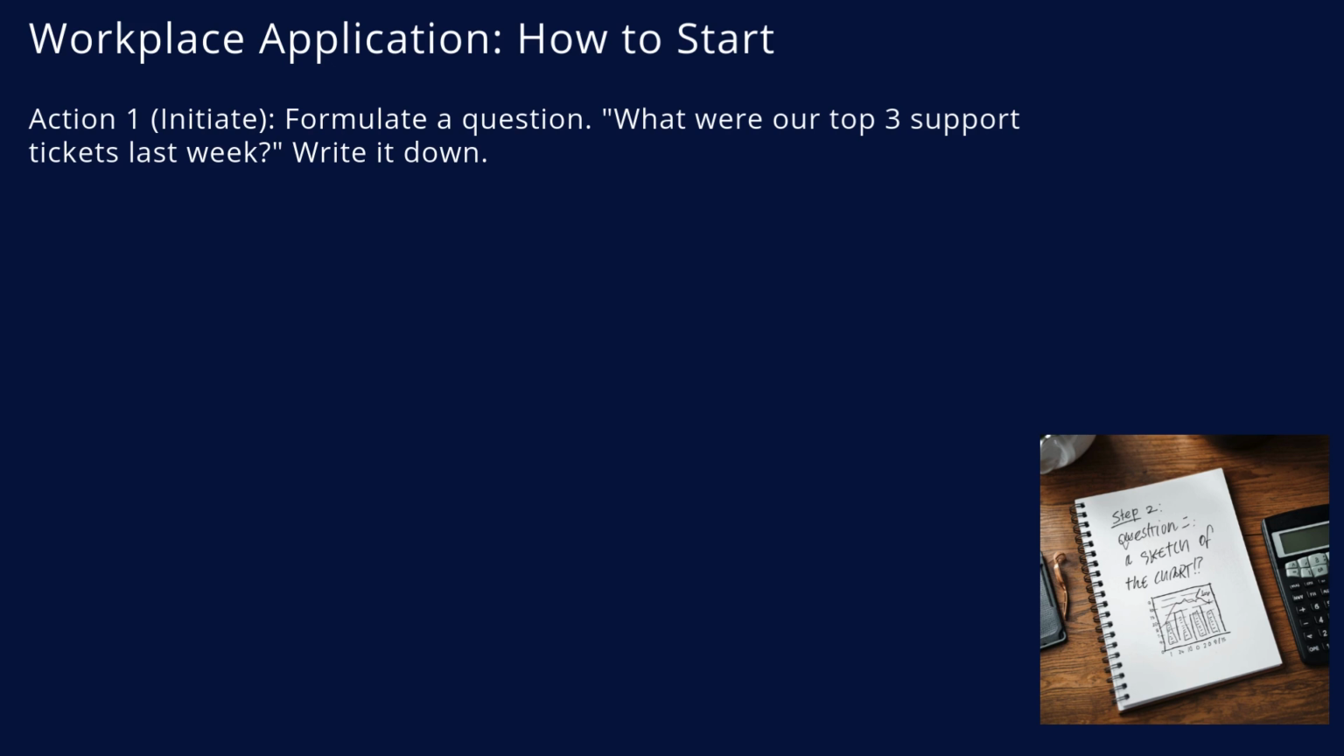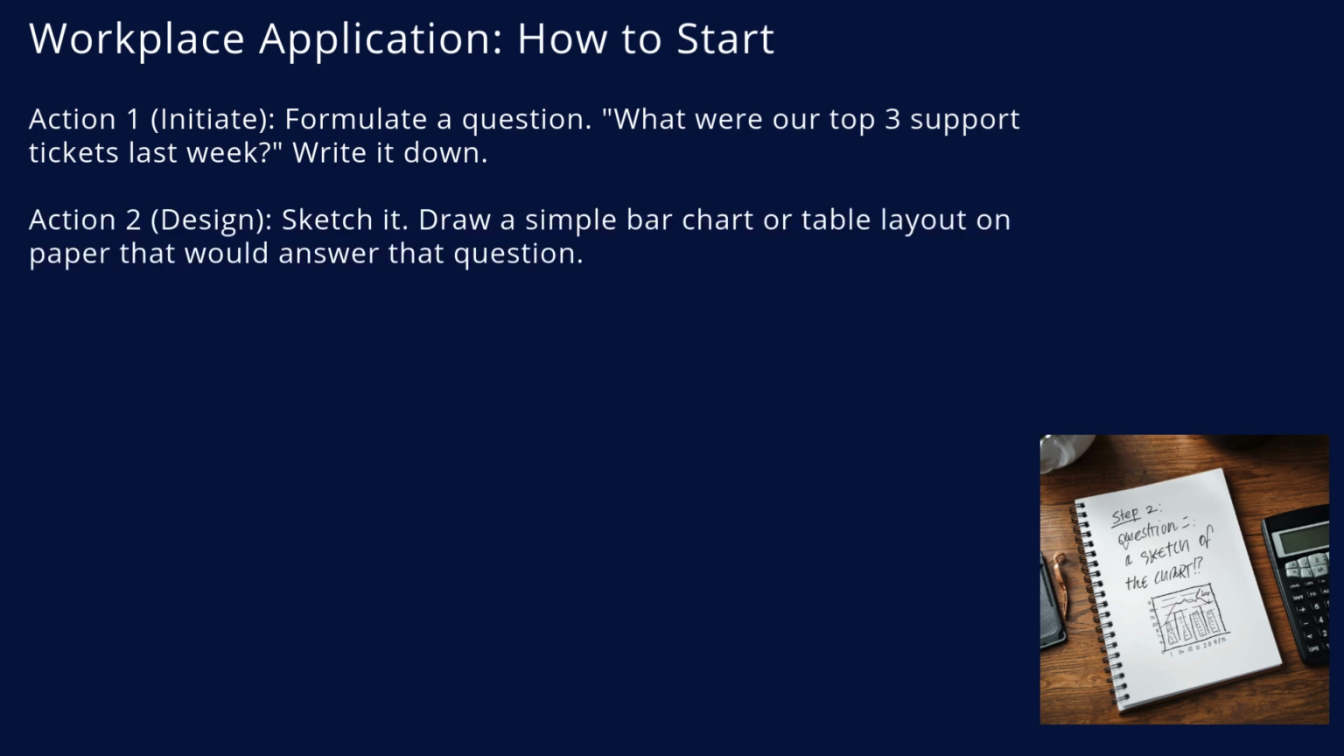Action 1. Initiate. Think of a question relevant to your team. What were the top 3 reasons customers called us last week? Write it down. Action 2. Design. Don't open software yet. Sketch the answer on paper. Draw a simple bar chart. What are the axes? What is the title?